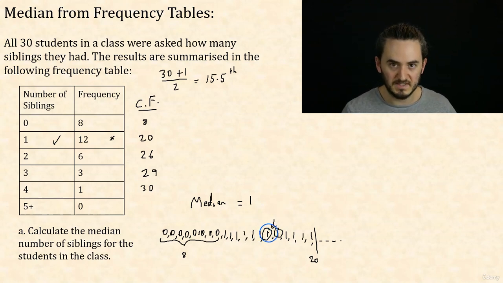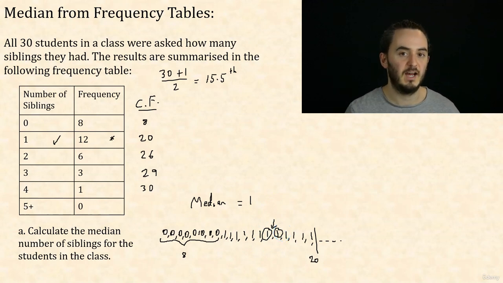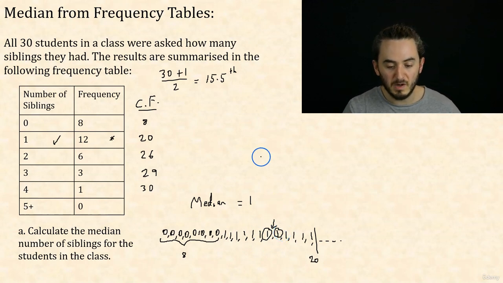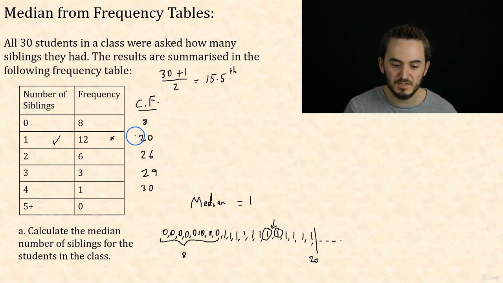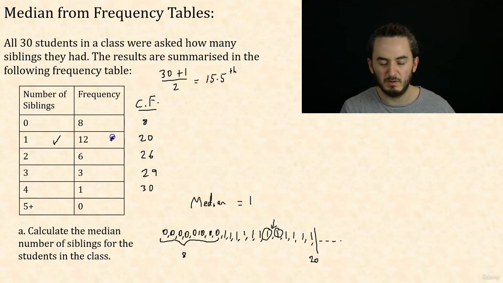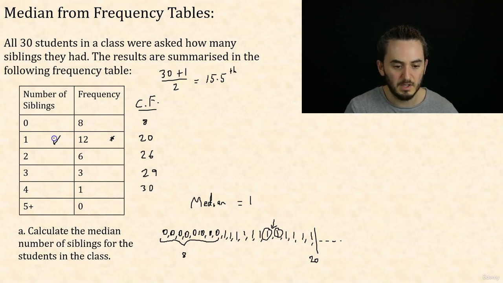But we don't need to write out the list. That's the whole point. We just need to think about the cumulative frequency and think, when does it pass over our median position? And it passes over our median position somewhere in group 2, by which I mean the second one down, which means they have 1 sibling. So that's how we can calculate medians from frequency tables.